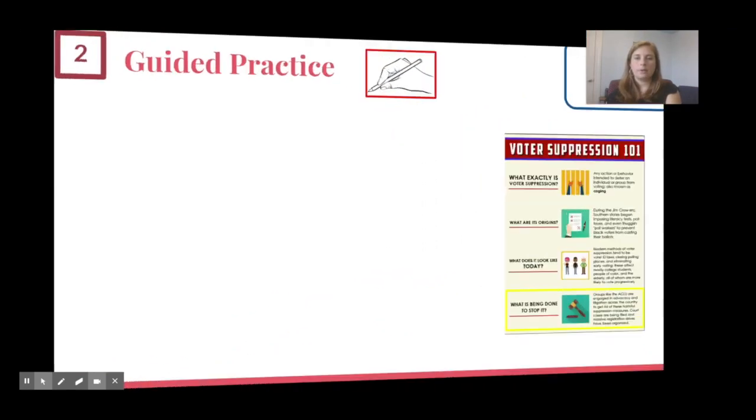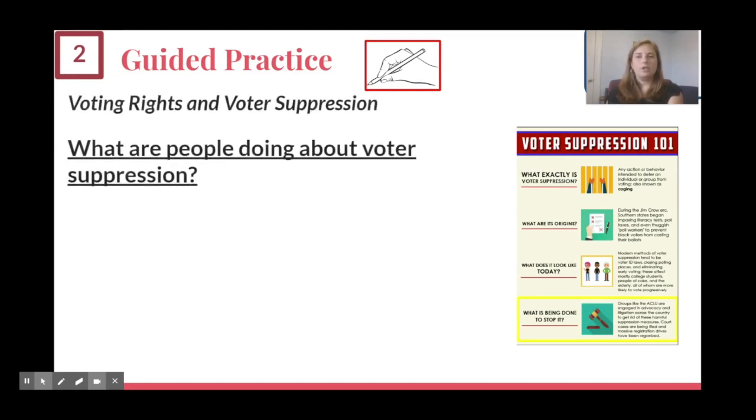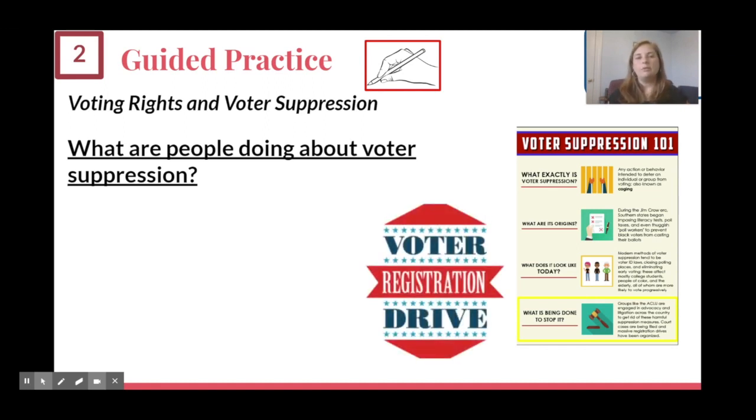But this brings us to our last point, which is what are people doing about voter suppression? What are individuals, organizations, and governments doing to make a difference? One thing that individuals are doing is to encourage more people to vote. They're hosting voter registration drives to make sure that people don't miss registration deadlines and that they know about upcoming elections, and also informing people about their polling places and early voting rules and regulations and how to do it.